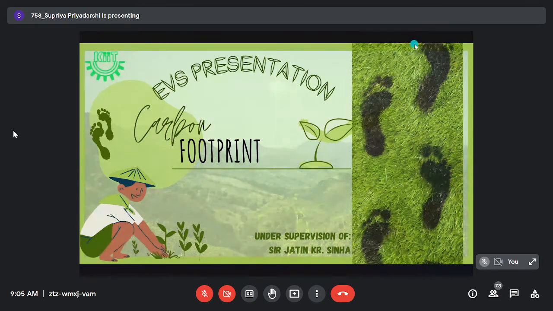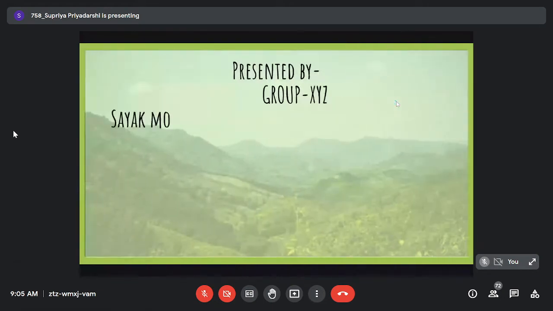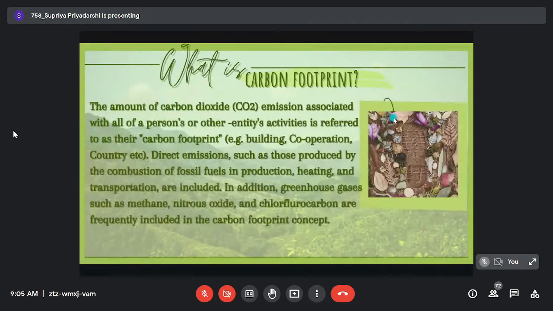Good morning to one and all present here. Today, we Group 10 are going to present on the topic carbon footprint, its causes, effects, solutions, and much more. So let's begin. As concerns about global warming and potential climate change have continued to evolve, the term carbon footprint has become ingrained in many people's consciousness. I am Supriya Priyadarshi, and let me tell you what exactly is carbon footprint.